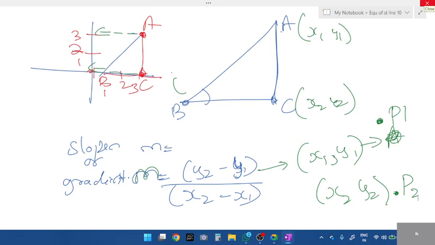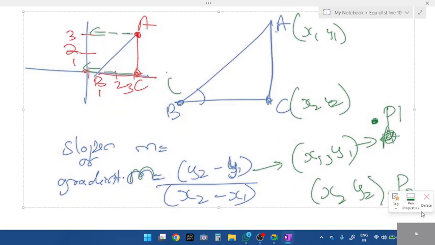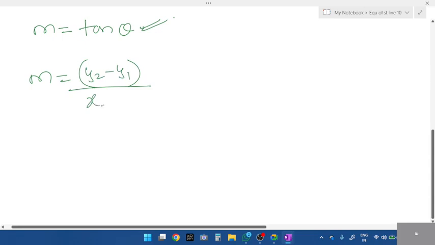We have 3 formulas for slope and gradient, 3 formulas for the equation of a line. Is this clear, students? Did you understand? Formula for slope. Okay, let me write here. M stands for slope or gradient. I'll just represent it as M. If theta is given, we'll use the formula tan theta. To find slope when theta is not given, the angle is not given, but 2 points are given: y2 minus y1 divided by x2 minus x1.